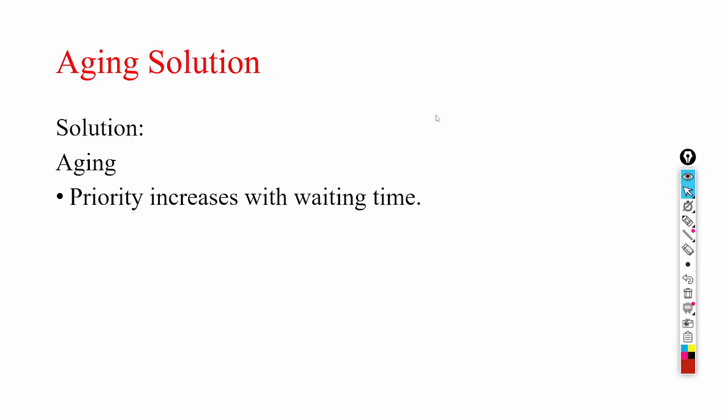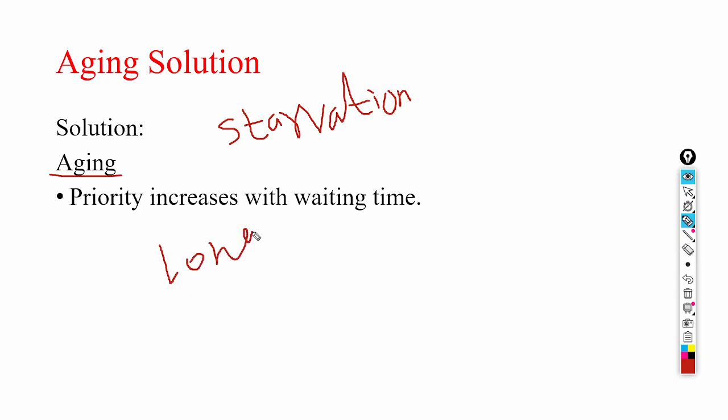To solve starvation, the operating system will use the aging technique. As a process waits longer, its priority gradually increases. Whenever a process waits longer, its priority gradually increases. Eventually, the process receives the CPU time. This is the aging solution.